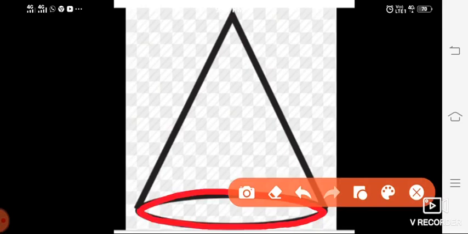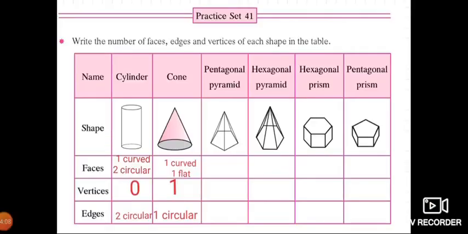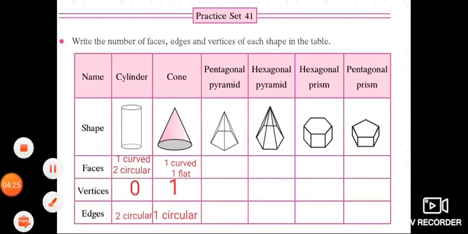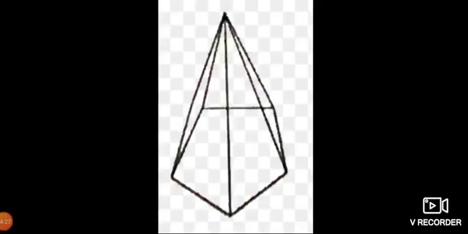Okay, so now let's write. A cone has one curved face and one flat face. Second, it has one vertex. Next, it has one circular edge. Okay, so now the third shape, that is the pentagonal pyramid. So this is a pentagonal pyramid. Now we'll write its number of faces, edges and vertices.